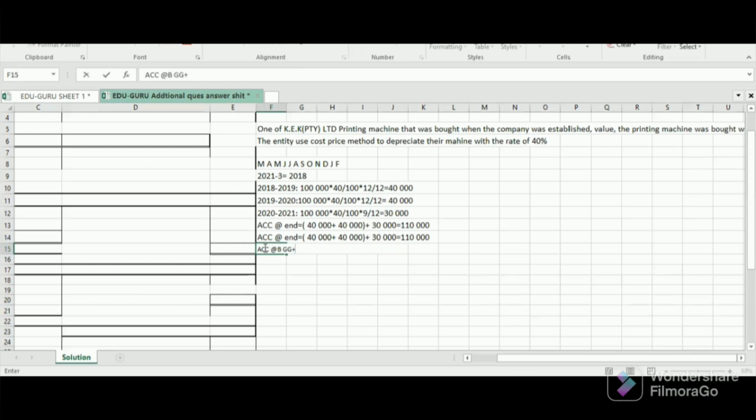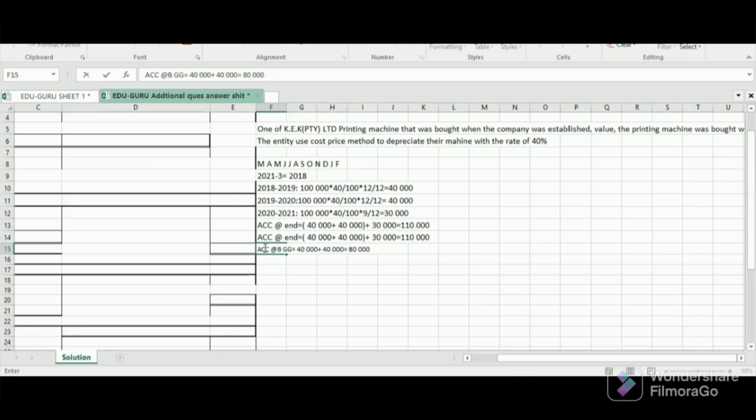In this case, my accumulated depreciation at the beginning is going to be how much? 40,000 plus 40,000. It will give me 80,000. Sorry, it will give me 80,000. So as always, this accumulated depreciation at the beginning will be less than your cost price, right?